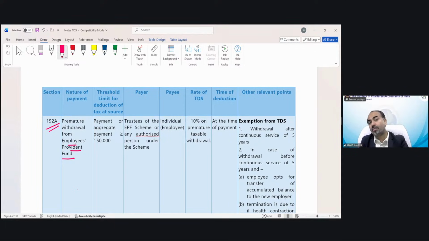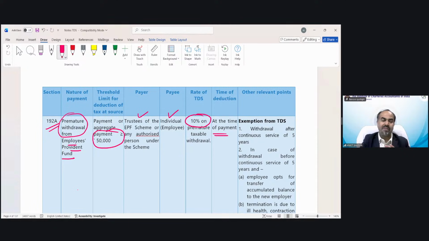But we are talking about premature withdrawal. It is exempted if we fulfill certain conditions. So if there is premature withdrawal from the provident fund account, and the withdrawal exceeds 50,000, the condition is this: the payer would be, of course, the provident fund organization. The payee would be, of course, an employee who is an individual. The TDS rate would be 10% at the time of payment.